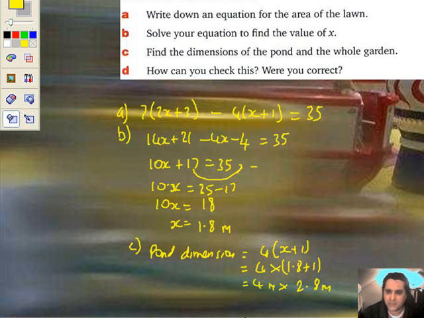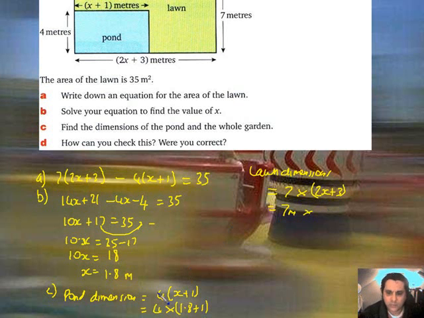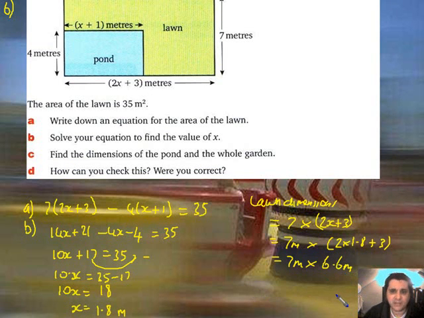Now the lawn itself, I have to do up here now. It's going to be 7 times 2x plus 3, that's in a bracket, which means 7 meters by, well, 2 lots of 1.8, it's going to be 3.6, so let's just write it out now. 2 times 1.8 plus the 3, 7 meters by, what's that? 3.6 plus 3 is going to be 6.6 meters. So that's the dimensions of the lawn.